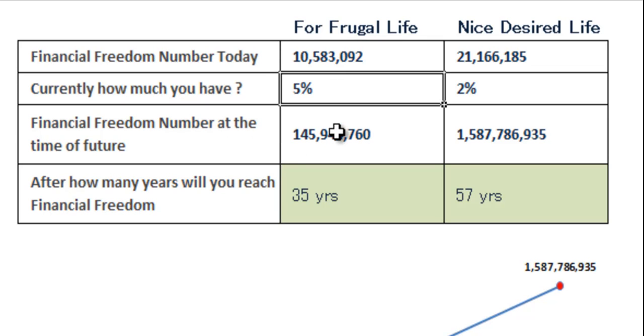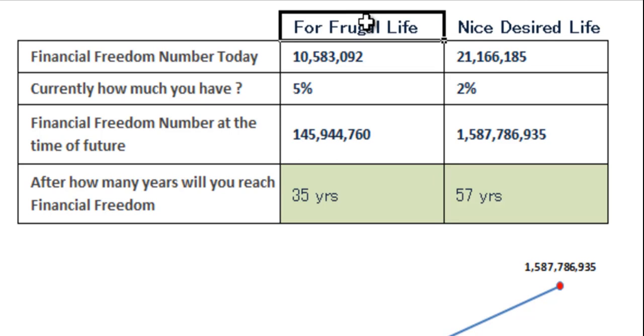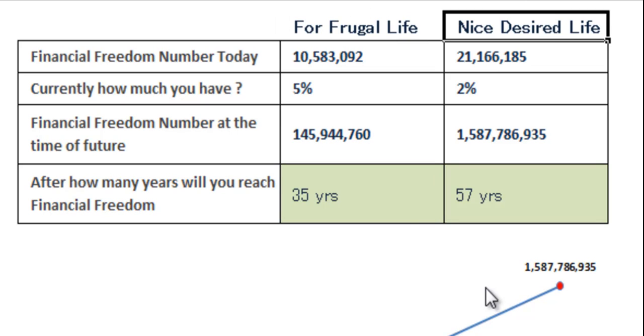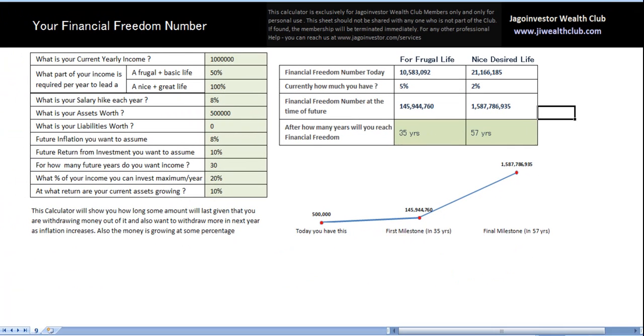And then the financial freedom number in future will be like 14 crore rupees, and that will happen after 35 years. So given this situation which we have defined, you will be able to achieve financial freedom after 35 years. And that will be only for a frugal life. And for a nice desired life, it will take around 57 years. So this is some insight about your financial life, what you are doing, what kind of financial life you are living, what kind of financial freedom you can generate using this. So just find out what your financial freedom number is and when you can achieve it. Okay, so let's move on to the next one.